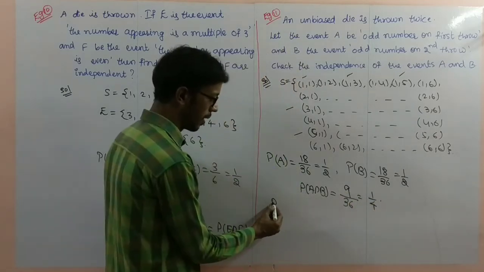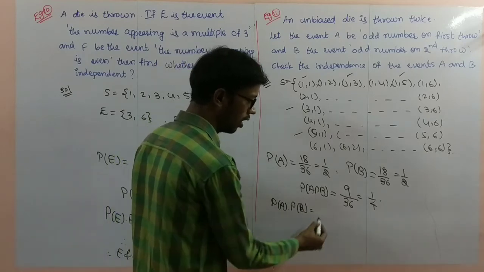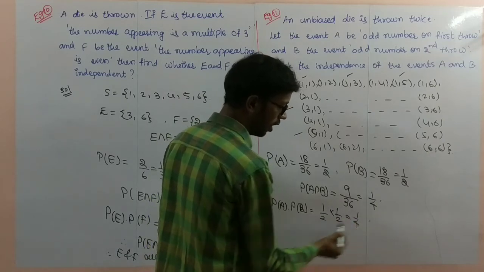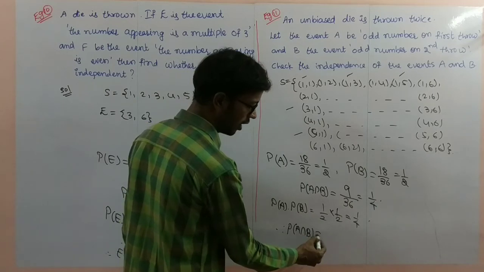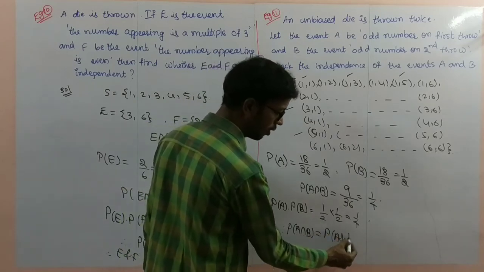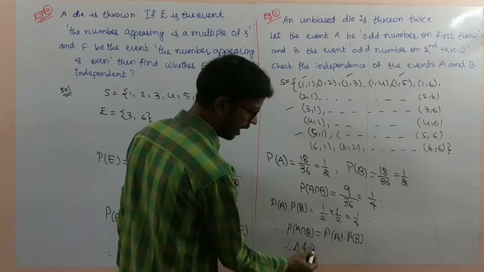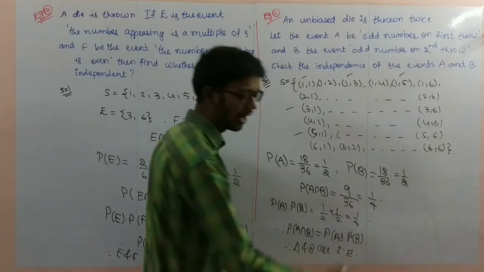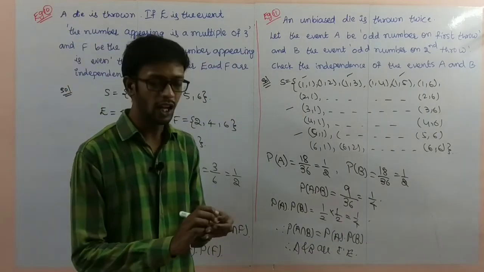Now I will find probability of A into probability of B, which is equal to 1 by 2 into 1 by 2, that is 1 by 4. Therefore probability of A intersection B is equal to probability of A into probability of B. Therefore A and B are independent events. So once again I am repeating this problem.